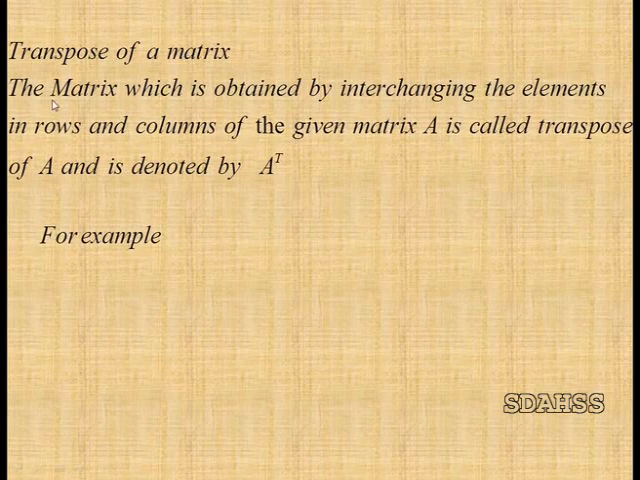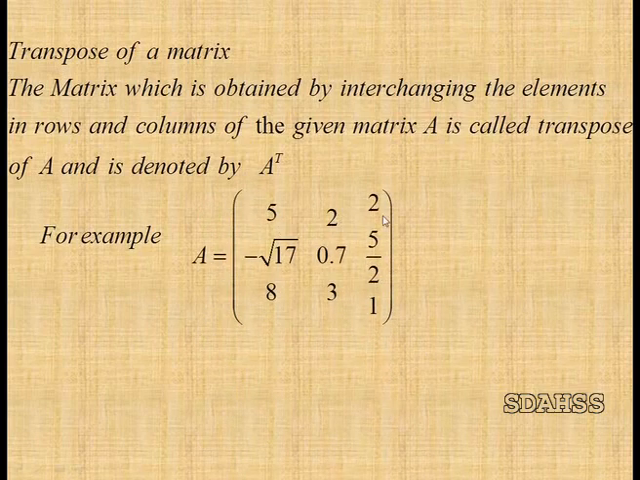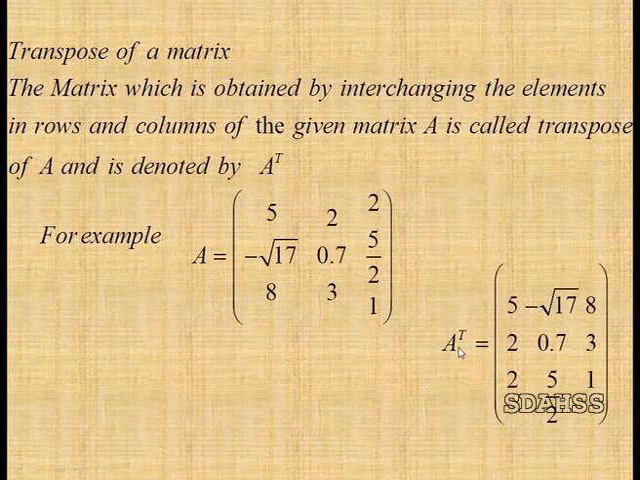Transpose of a matrix: the matrix which is obtained by interchanging the elements in rows and columns of the given matrix A is called the transpose of A and is denoted by A power T. For example, A is equal to 5, 2, 2 minus root 17, 0.7, 5 by 2, 8, 3, 1. So A power T means transpose of A: you have to interchange the first row into the first column, similarly the second row into the second column and the third row into the third column.